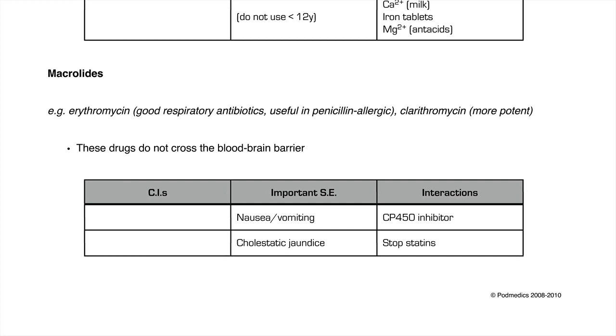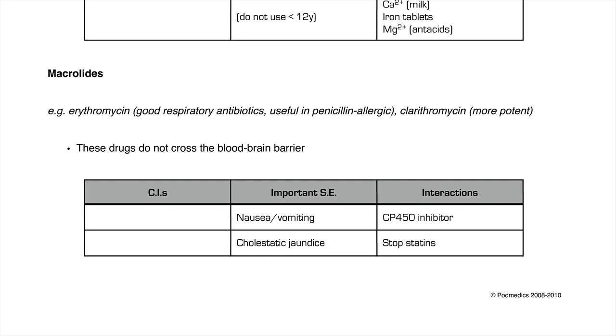Okay, so now macrolides. The most common macrolides I'd say are erythromycin and clarithromycin, with clarithromycin being a little bit more potent than erythromycin. Erythromycin, to place it in the context of medicine, is particularly used in the context of the respiratory system. For example, in exacerbations of COPD or to cover the atypicals in pneumonia.